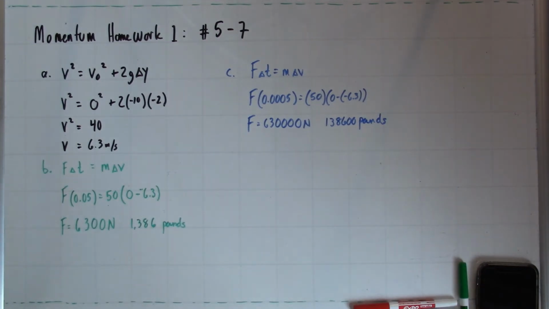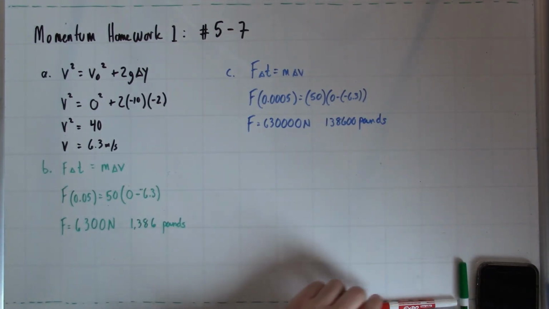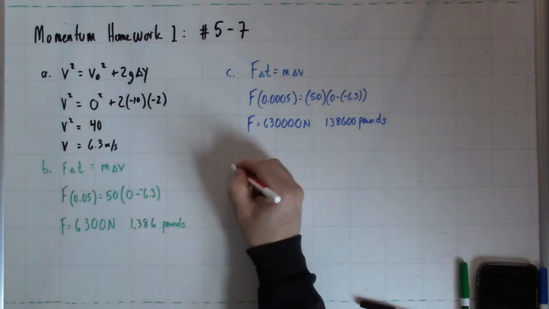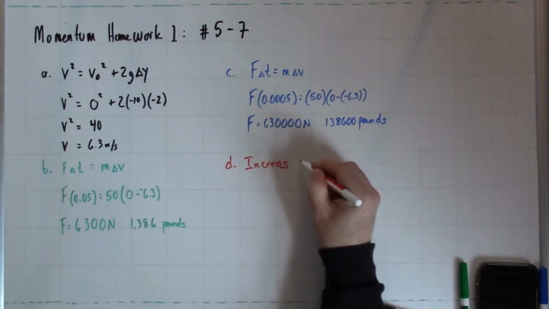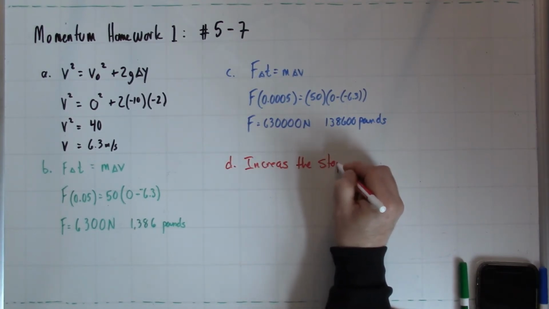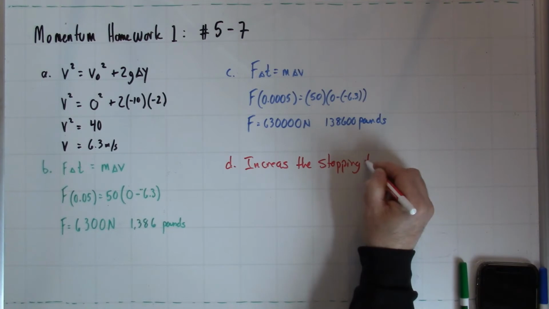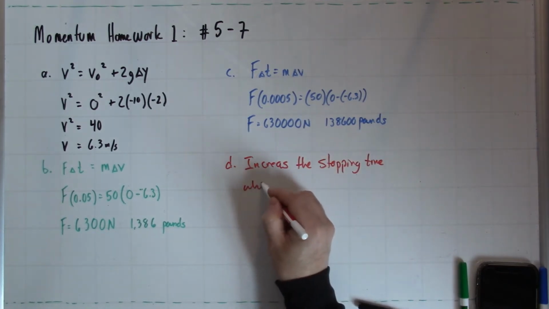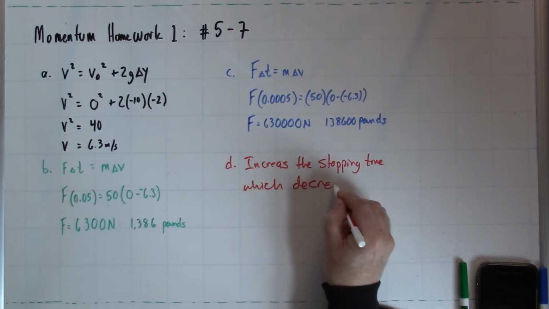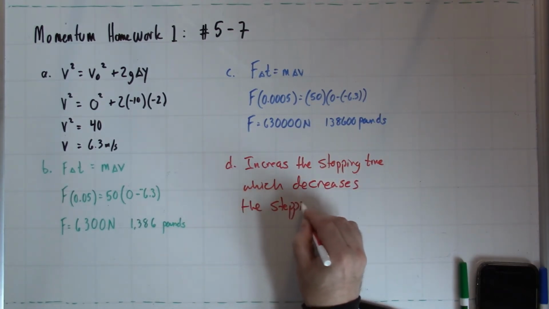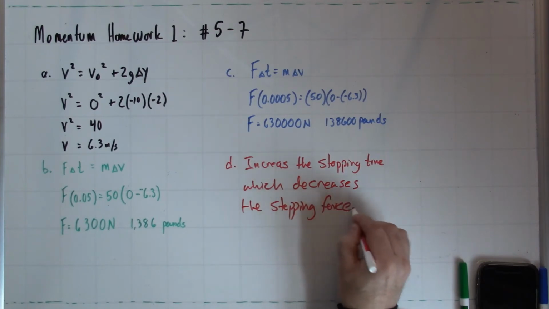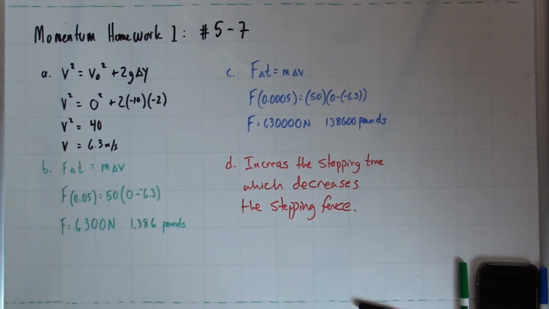So the question is, looking at these two numbers, why do the climbers prefer the stretchy ropes? And the answer is, the stretchy ropes increase the stopping time, which decreases the stopping force. All right, let's move on to 6.